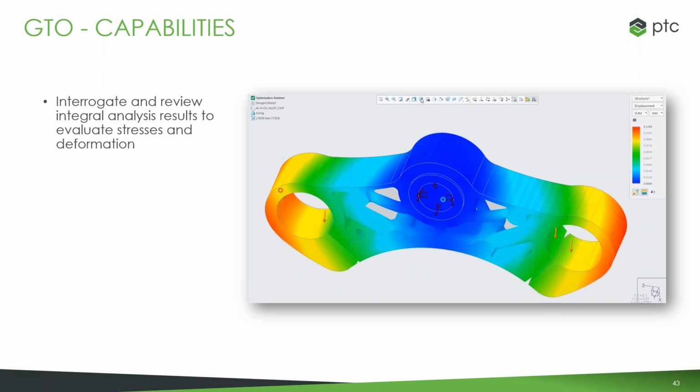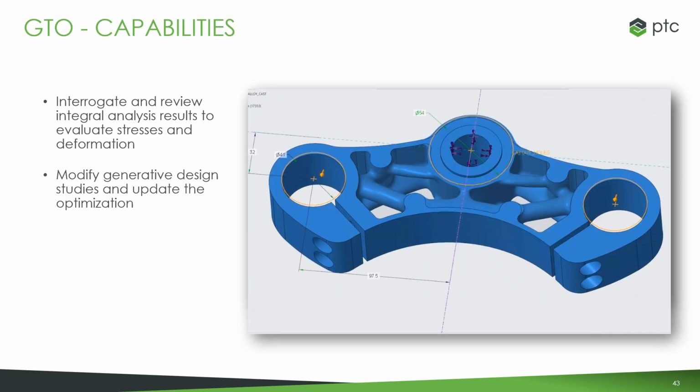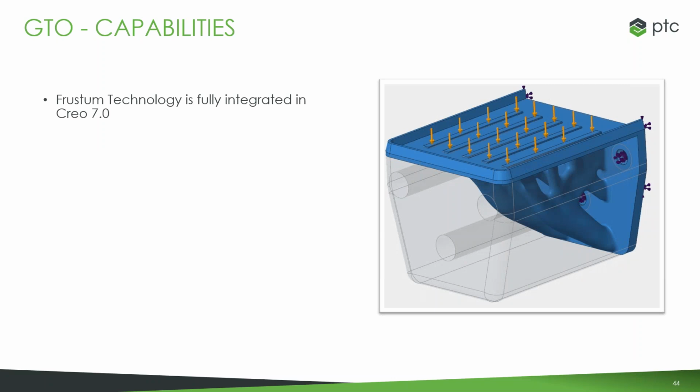We can interrogate it, we can review analysis results, see where we're getting stress values, what the deformation is. As you start to get those results, go back and change things, change design constraints, any of the geometry, try different materials, and see what that does to the geometry that you're getting. And we're able to do all that because it's integrated right in Creo.